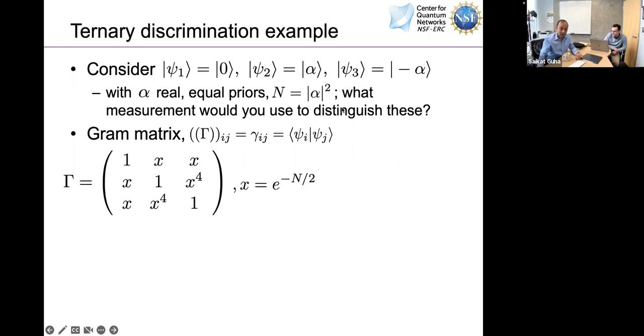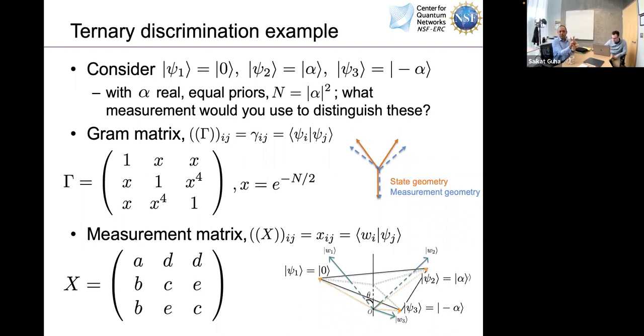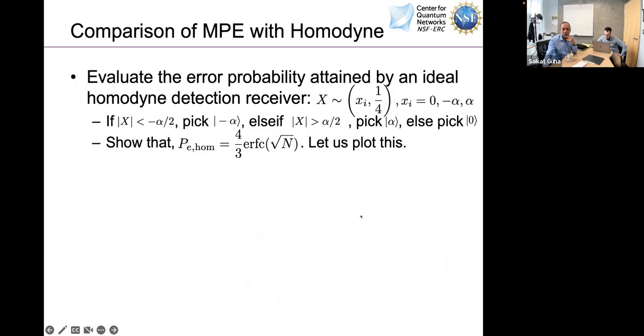So you can solve those YKL conditions. First, I have to write down the pairwise inner product between these 3 coherent states. This is called the Gram matrix. And then, if you remember, we just have to calculate these Xij's, which is the inner product between the measurement vectors and the state vectors. So I'm basically aligning 3 orthogonal vectors, W1, W2, W3, with respect to these 3 non-orthogonal vectors, which are my states. I'm not going to go through the math, but you can write down those YKL simultaneous equations and then solve them. You cannot solve this analytically; you have to solve it numerically, partially numerically.